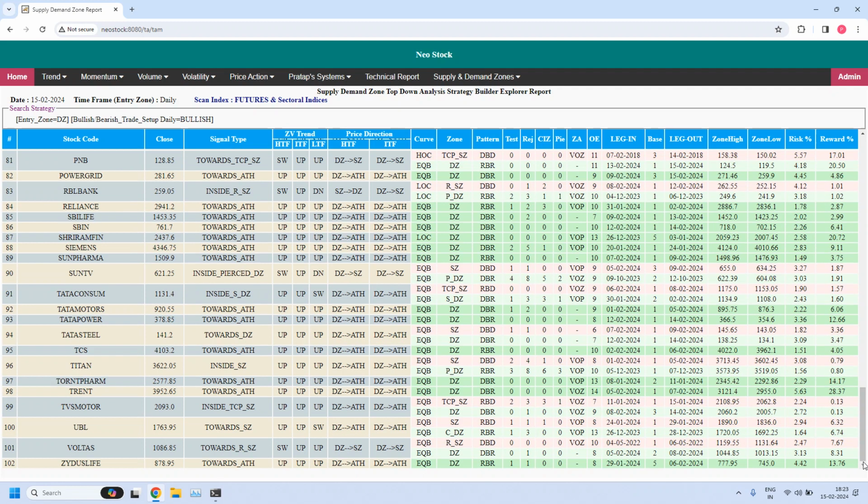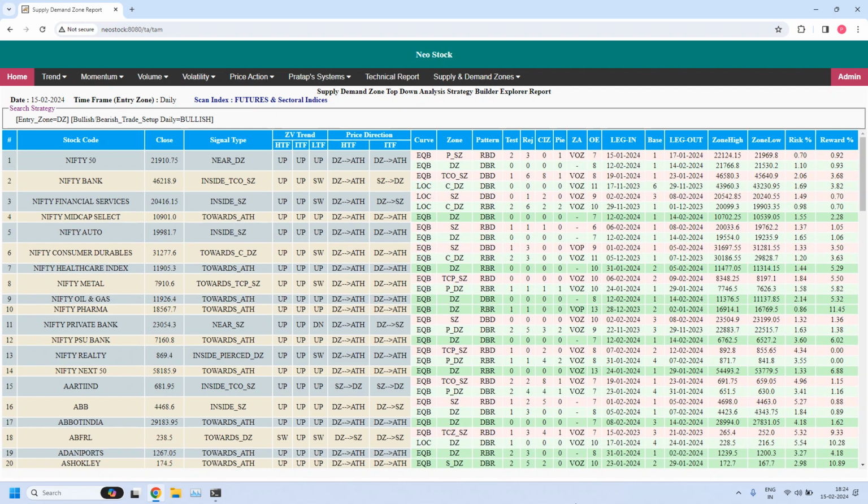Because the list is big, it may not be possible for us to analyze all these 102 stocks. So that's why let us reduce this list by adding some more parameters. So what I do, the first parameter should be the test count should be 0. That means let us look for the zones having a test count 0. They are fresh zones mostly. Because rejection count also, if you set 0, then you will get 100% fresh zones.